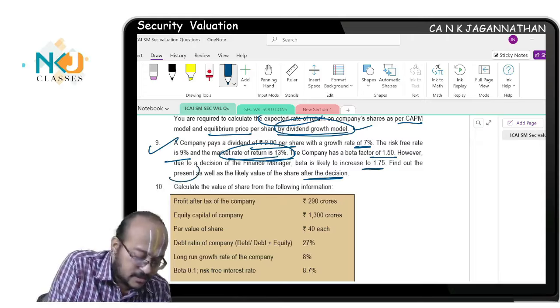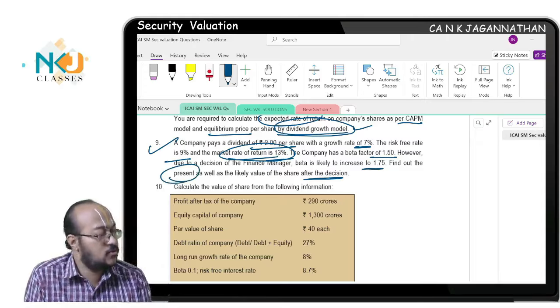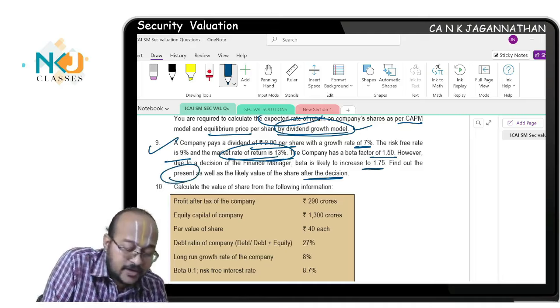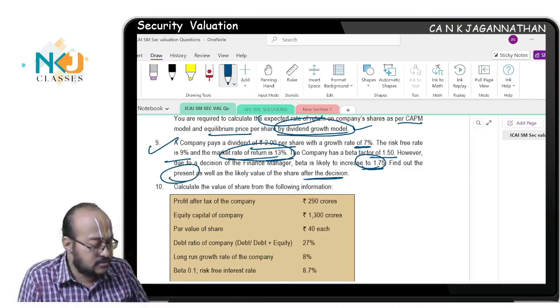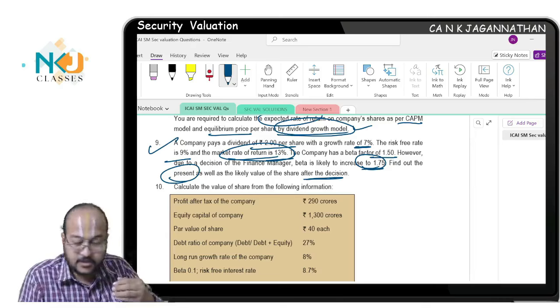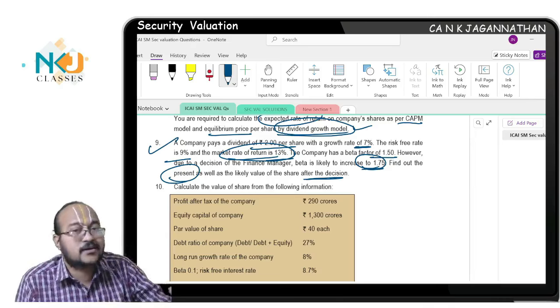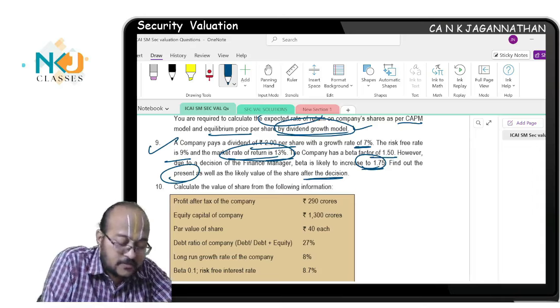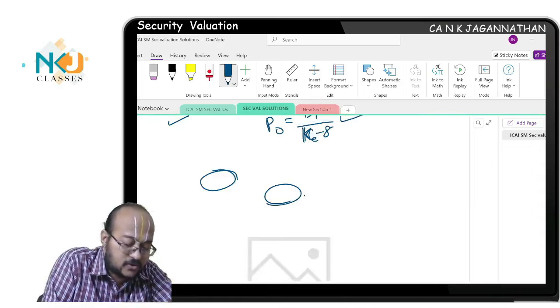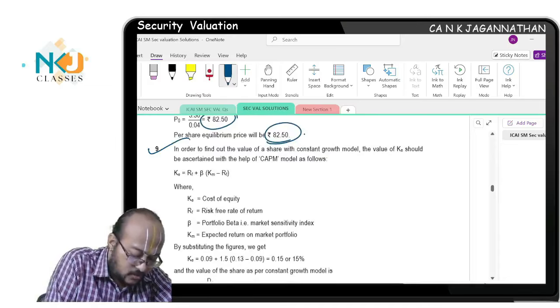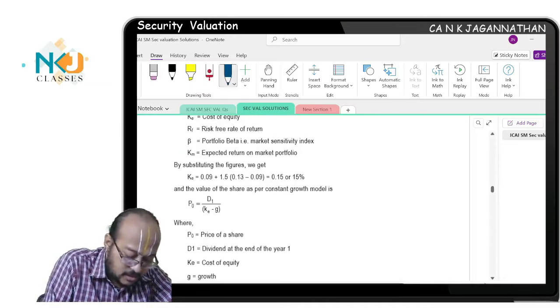First, take the present beta you used and find out the value per share. Then the revised beta is 1.75, since they made a decision which is risky and the beta increased. Now, using the revised beta, what is the valuation? Very simple, straightforward only. Same formula you will apply and find out. Okay, question number 9, existing.